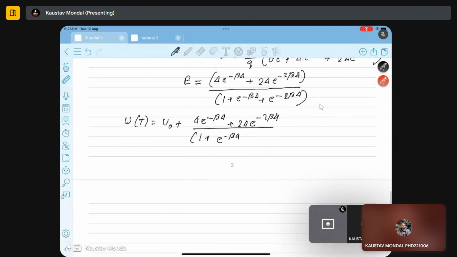Okay, so anyway, this is the expression of the internal energy of the system.